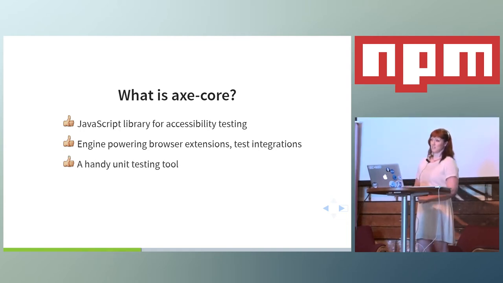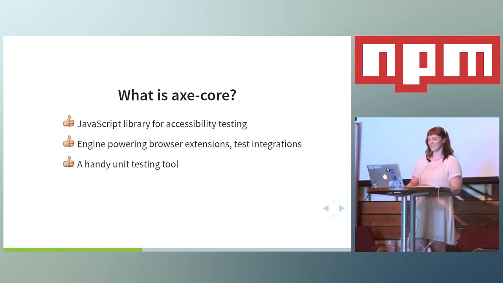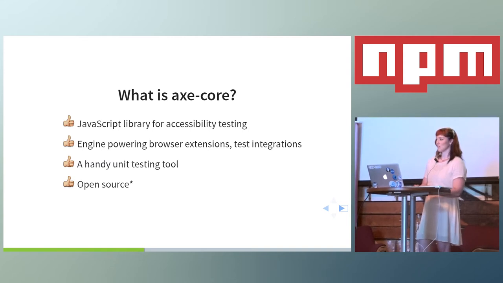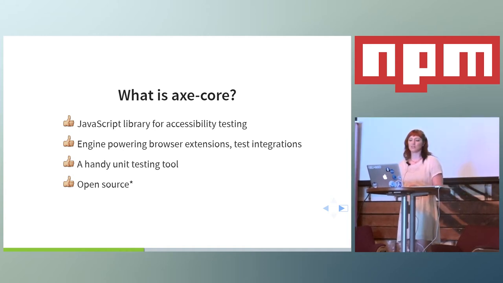It's a handy unit testing tool, as I'm going to show you, because once you have this pulled in, you can use the API to run these tests, and then you aren't having to write those label tests like I tried to write. I learned how hard that was. It's open source on GitHub, so we take feature requests. If you find that something is actually accessible and it shouldn't be a failure, we will work with you to get that addressed in the next version.